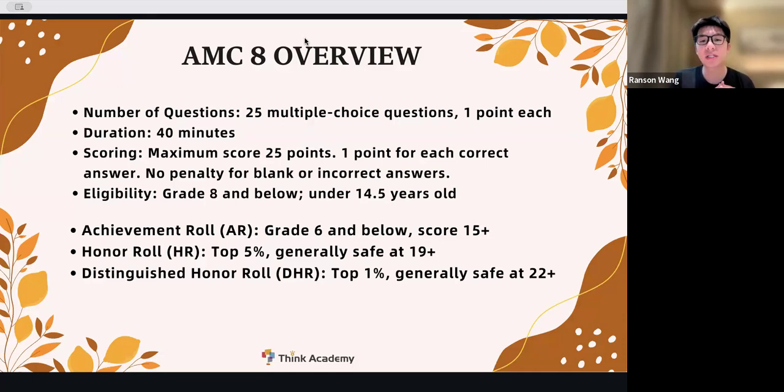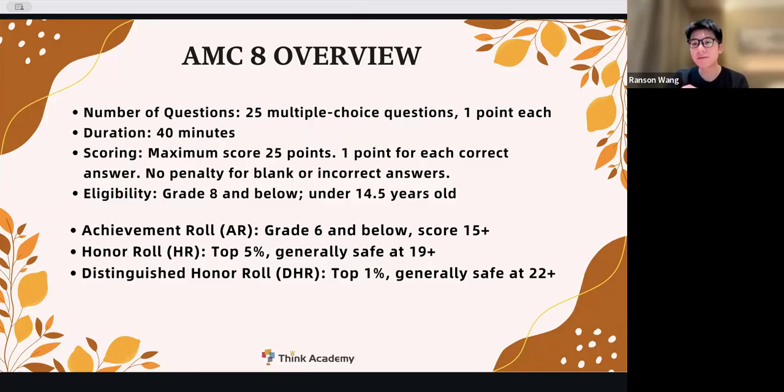The distinguished honor roll is the top 1%. Again, the cutoff varies from year to year. From what we have observed, the cutoff could range from 20 to 22.